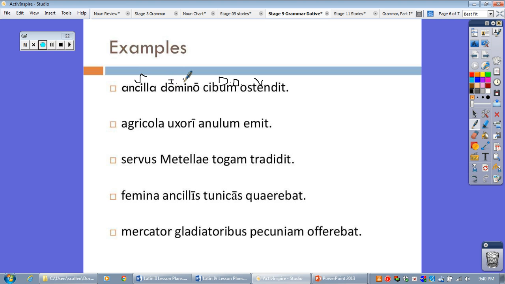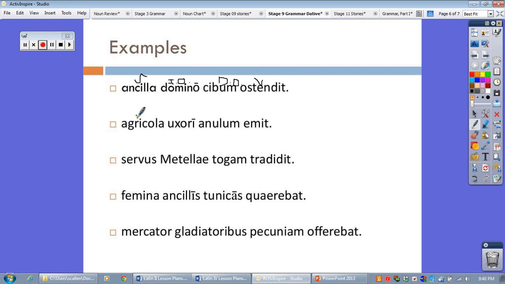This sentence pattern is key to understanding Latin. Subject, indirect object, direct object, verb. That's like the critical backbone of all sentences in Latin, period. You'll see it over and over again. So the slave girl showed the master the food, or the slave girl showed food to the master.